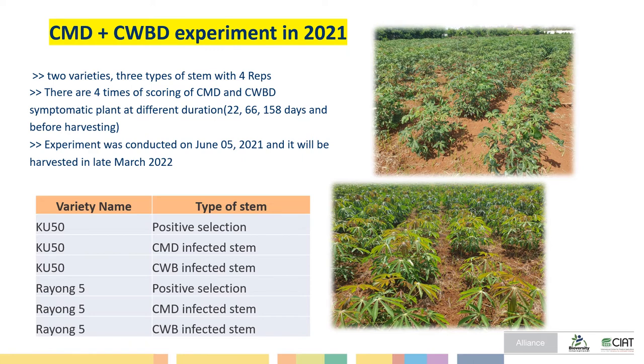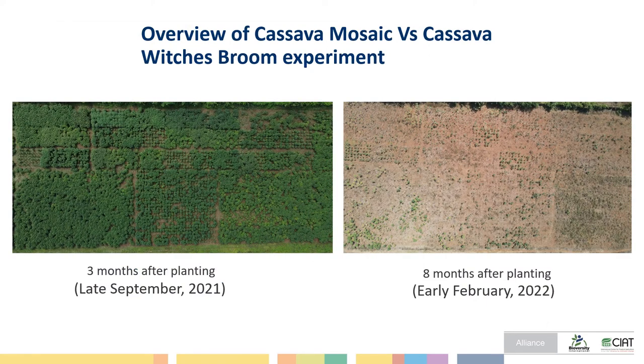We use KU50 and Rayong 5 with positive selection, CMD affected stake, and cassava witches' broom affected stake. The experiment was conducted in June 2021 and will be harvested in late March 2022. This is the overview of the cassava mosaic and cassava witches' broom experiment. We took pictures in late September 2021 and early February 2022, and the pictures are completely different because of the effect of the disease.